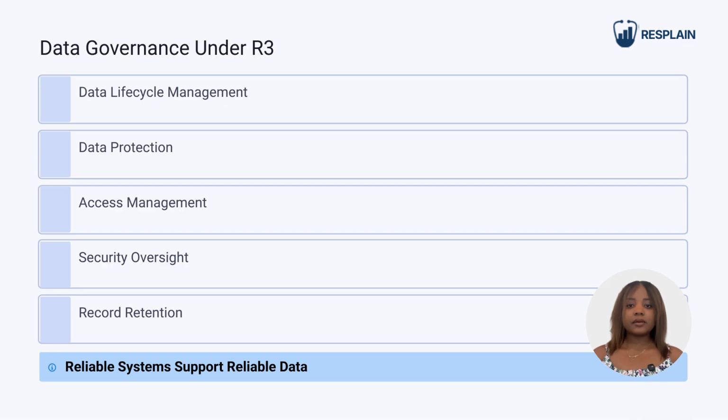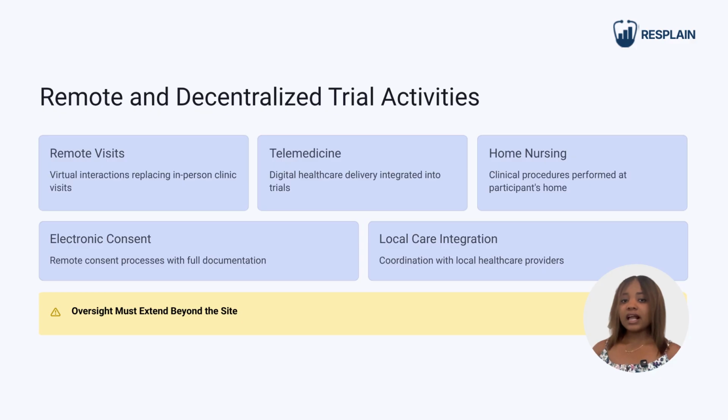maintained across multiple environments. R3 formally recognizes the growing role of decentralized and technology-enabled trial models. The guidance discusses remote visits, electronic systems, local healthcare involvement, and participant-centered approaches that support trial flexibility and accessibility. Auditors may examine how remote activities were supervised, how participant identity was verified, how protocol compliance was maintained, and how communication occurred across decentralized workflows.